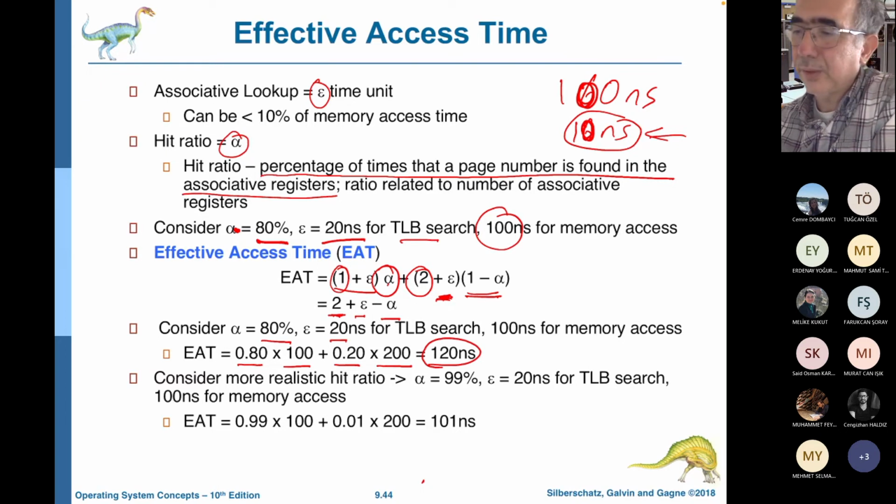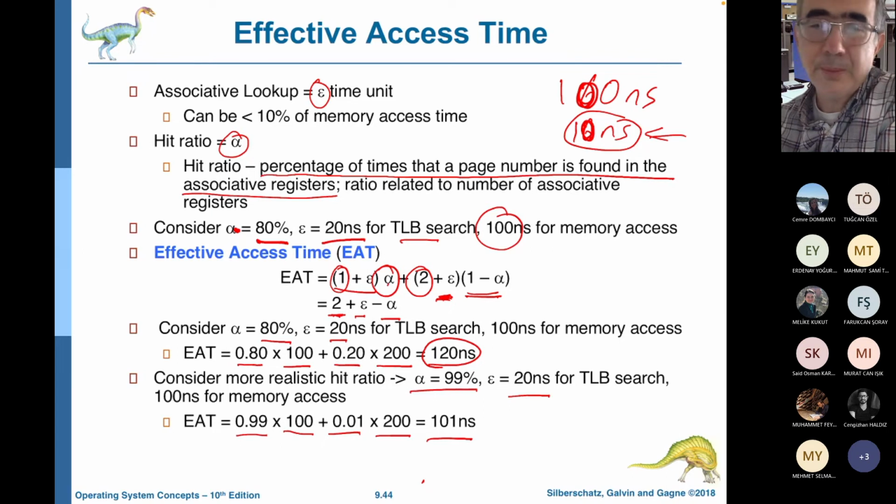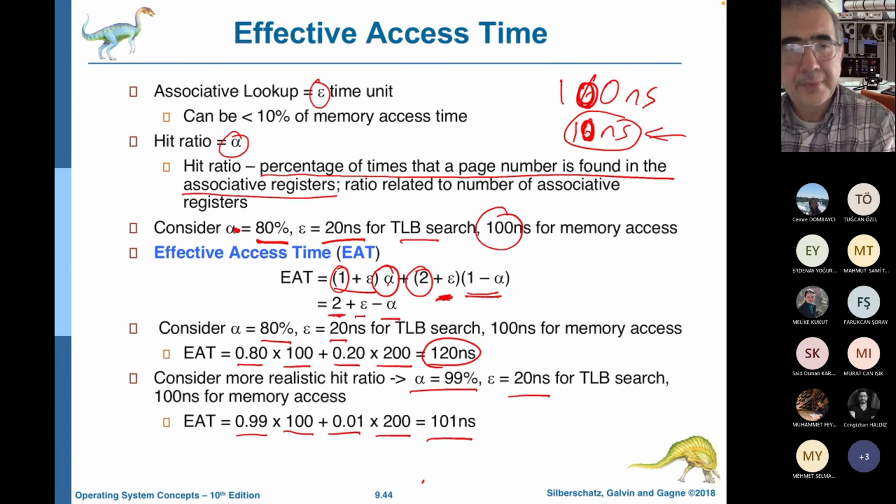So that is a 20% slowdown. Or with hit ratio 99% and 20 nanosecond for search: 99% times 100, plus 1% times 200. Then it means 101 nanoseconds, so a 1% increase. Therefore, it does not slow down twice, it slows down only a little bit because of the hit ratio advantage, and epsilon is then negligible.